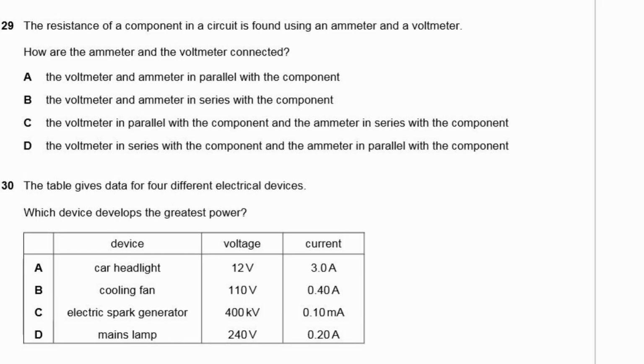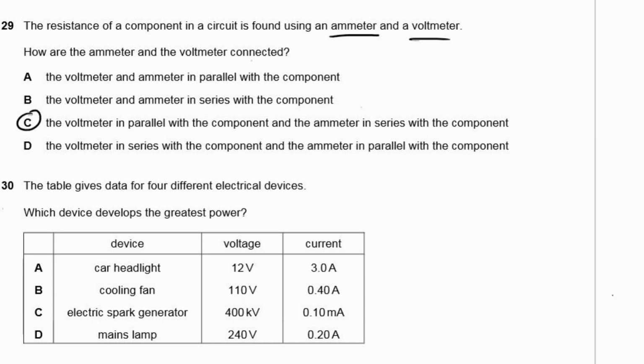Question 29. The resistance of a component in a circuit is found using an ammeter and a voltmeter. How are the ammeter and voltmeter connected? Well, the voltmeter should be in parallel and the ammeter should be in series. There we are, and that is option C.